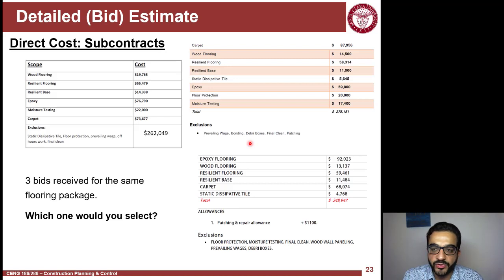So in the class, we'll do this exercise. We'll have here 3 proposals for a flooring package, and we'll see which one you would recommend just by trying to level these proposals together. So we'll not do it in the video here. It's an exercise we'll do in the class.